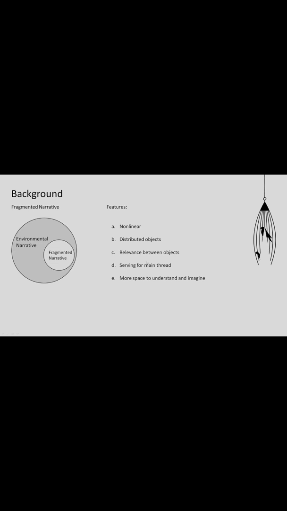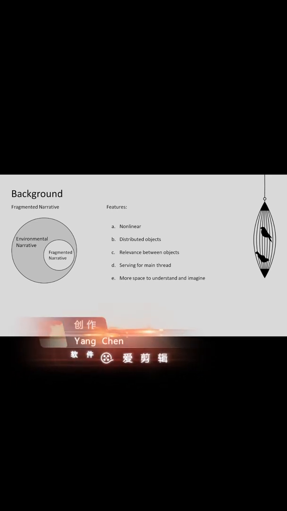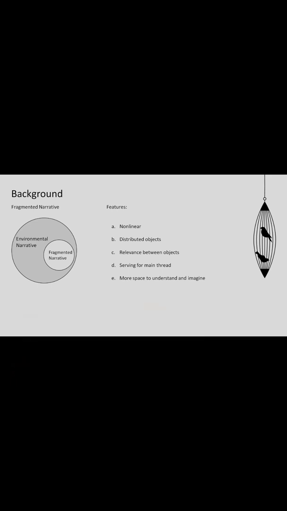Let's see the background of the fragmented narrative. Fragmented narrative is a kind of environmental narrative. It has 5 features. A. Nonlinear. B. Distributed objects. C. Relevance between objects. D. Serving for main threads. E. More space to understand and imagine.